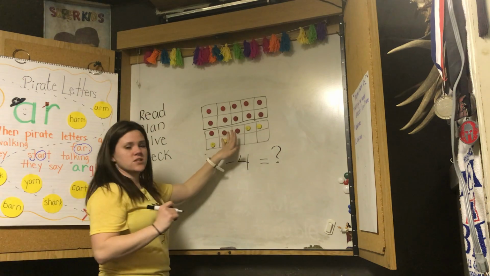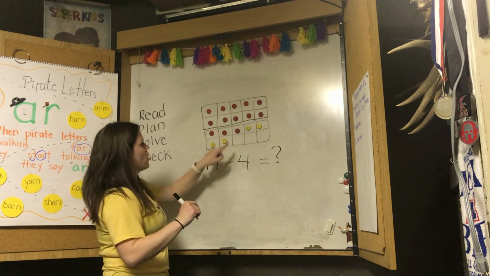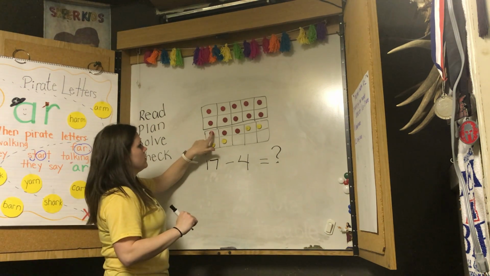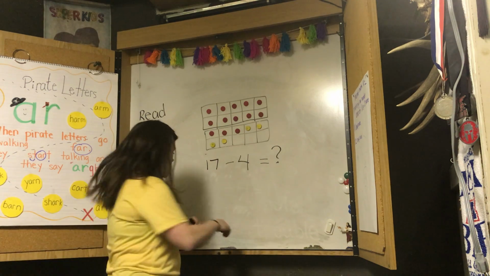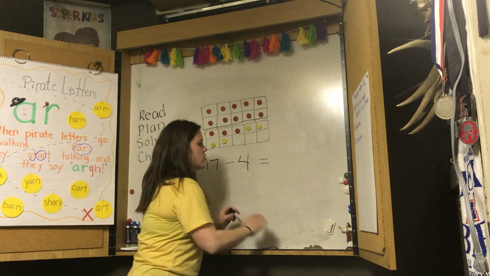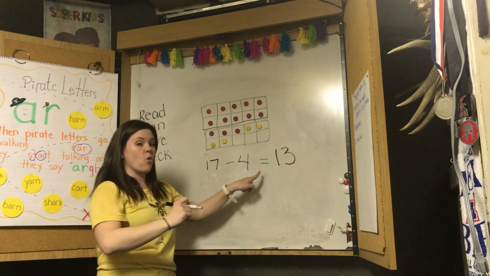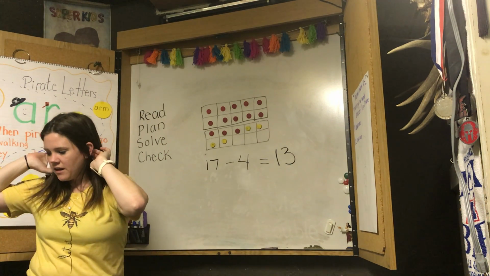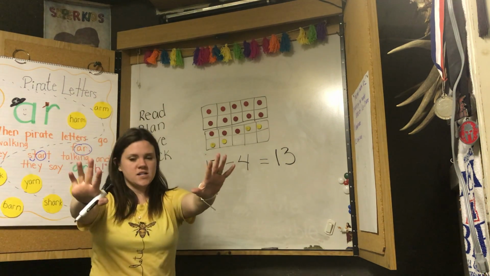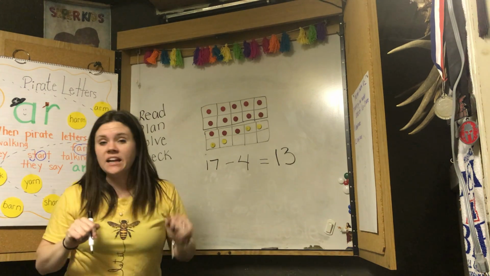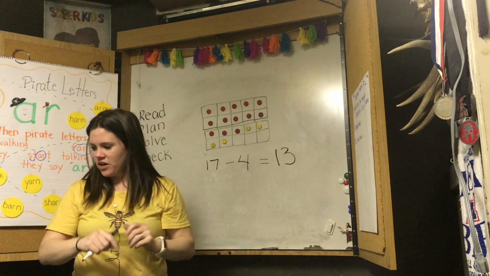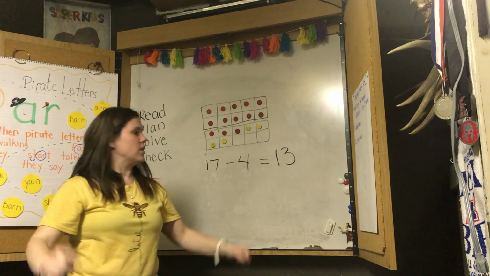How many are left after breakfast? After she eats those 4. We have a full 10 frame. 13. After breakfast, there are 13. 17 minus 4 equals 13. But we're not done. Later, she eats 9 cherries. Now how many are left?